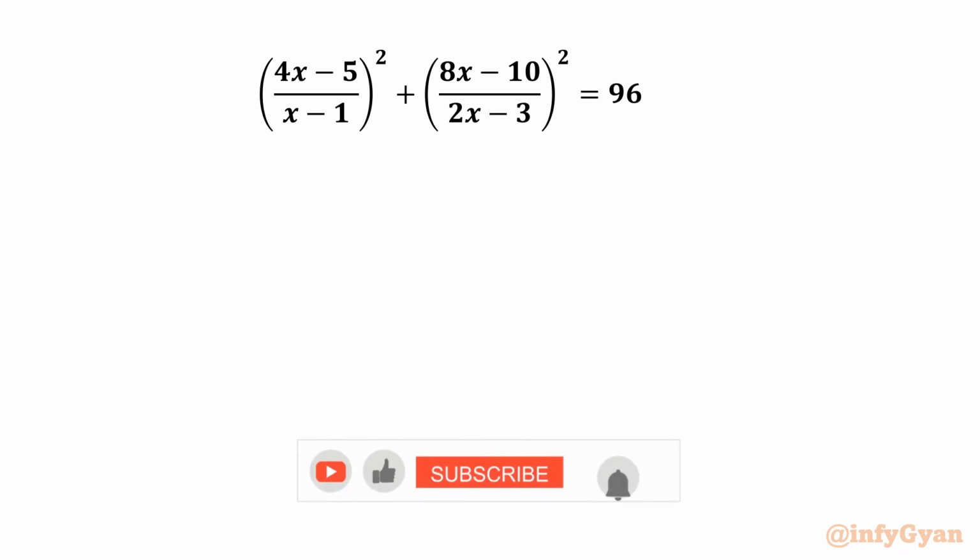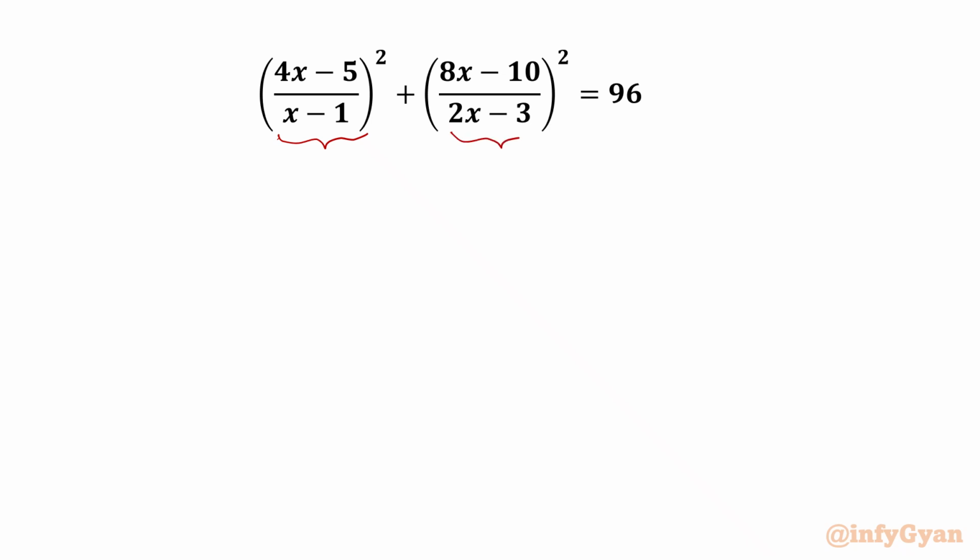Today in this video we have another very interesting question from algebra. So let's get started by writing our denominators cannot be 0. So I can write here x cannot be equal to 1, x cannot be equal to 3 over 2.